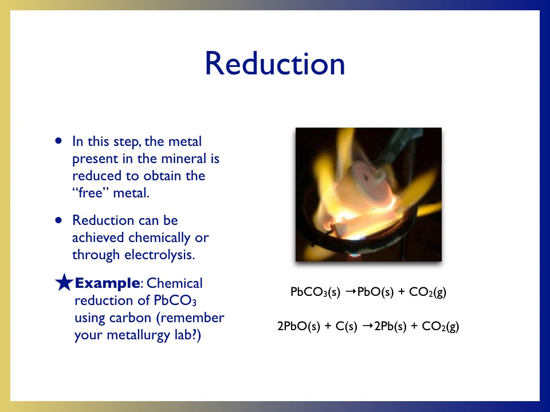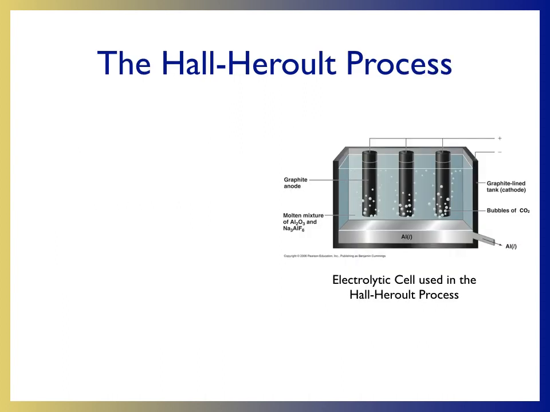Chemical reductions such as these are actually one of the main ways that we get iron and other metals that are in the middle of reactivity. In terms of reactivity, I should say. For more active metals, which are locked up in very stable compounds, we need to turn to electrolysis.